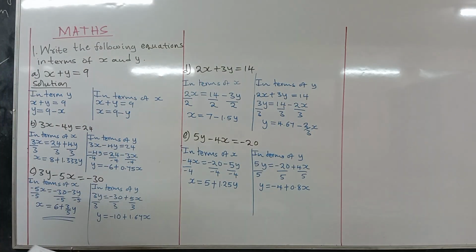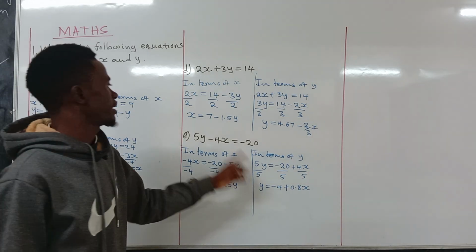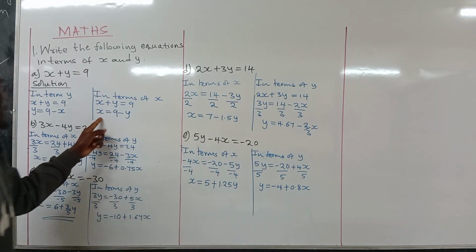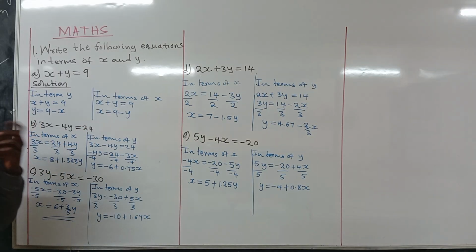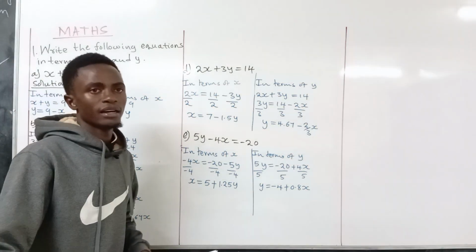So simply it means this: when you're asked to write an equation in terms of a certain letter, it means that the letter that has been asked is going to take one side, and all the other terms are going to occupy the other side of the equal sign. This is only x because it is in terms of x, and this is only y. So in that case, it is that very simple.